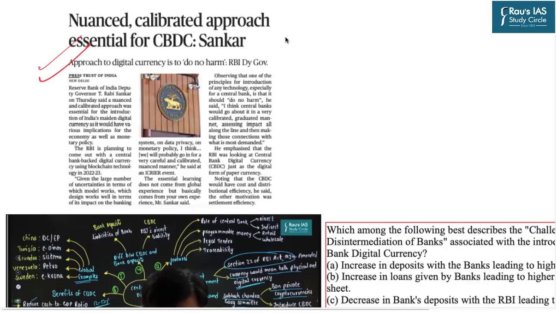Now this article has appeared on page number 14 in today's The Hindu Delhi edition. And this article is in relation to the central bank digital currency. Now, as you all are aware, recently the RBI as well as the government is planning to introduce a national digital currency which will be backed by the government, and that is why it will be called a fiat currency.